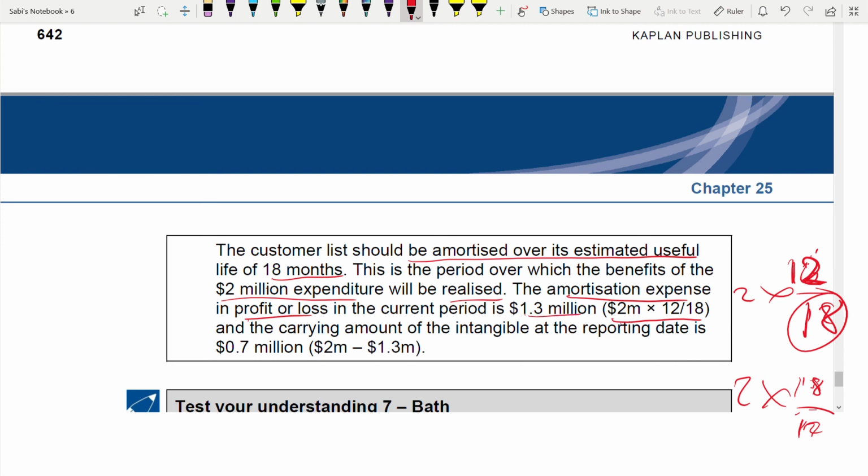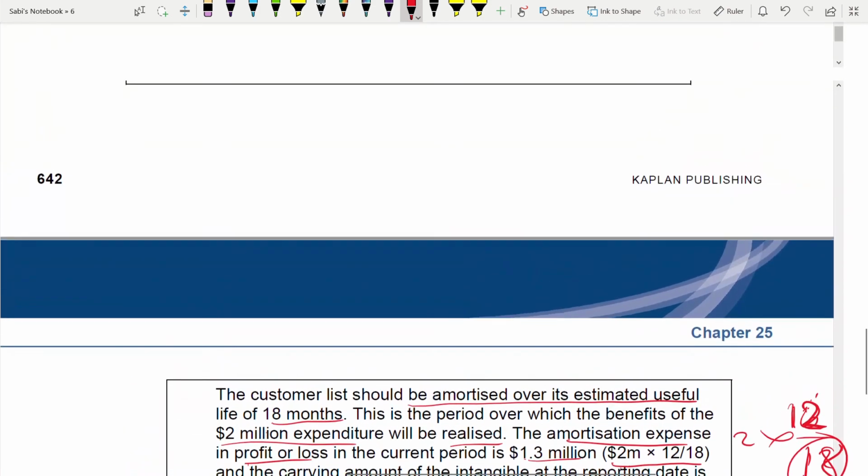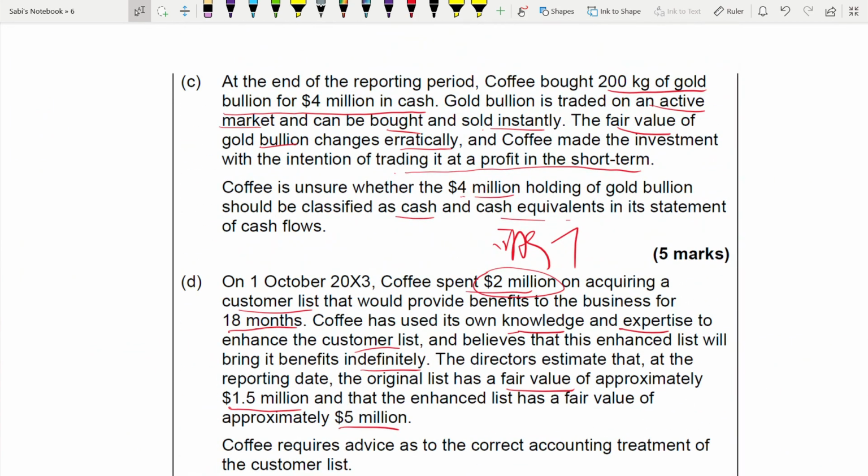And what would be the carrying amount at the reporting date for the intangible? Reporting date means the closing date. At the closing date, where do you recognize the intangible? Statement of financial position, right? Just deduct your amortization from the carrying amount. Carrying amount is 2 million, that is your cost. Amortization is 1.3, so the carrying amount is 0.7 million, that's it. So it's as simple as that, right? What is so hard about it? It's very simple.